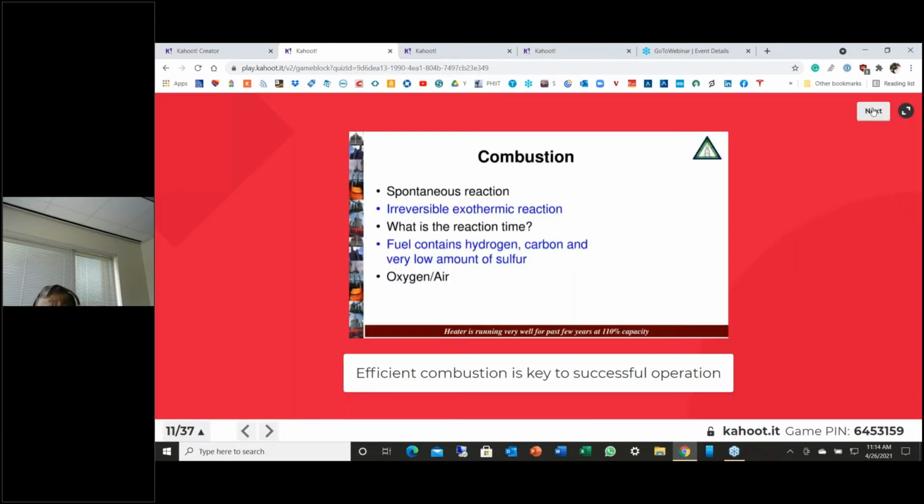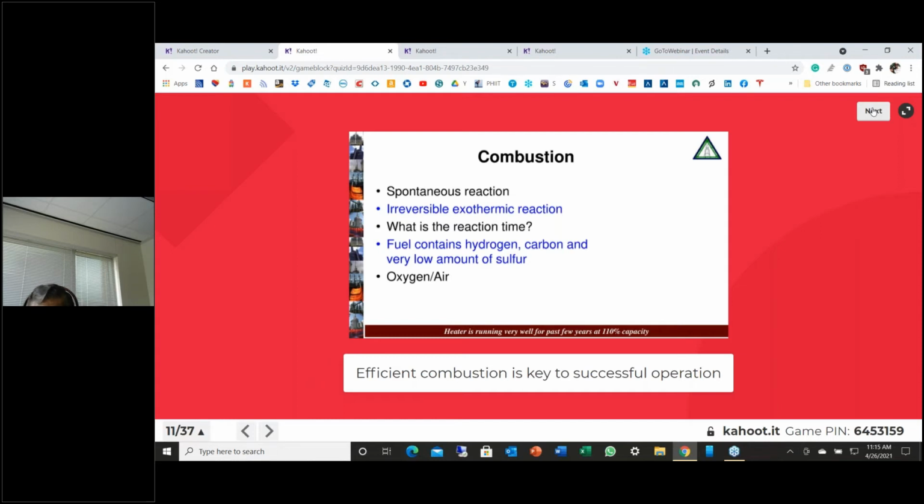So combustion has several properties, you can say. First of all, it is a spontaneous reaction. It happens very, very fast. Also, it's an irreversible exothermic reaction because once it starts, you cannot take it back. It has to keep on going. The reaction time is normally in milliseconds, especially for the gas components.